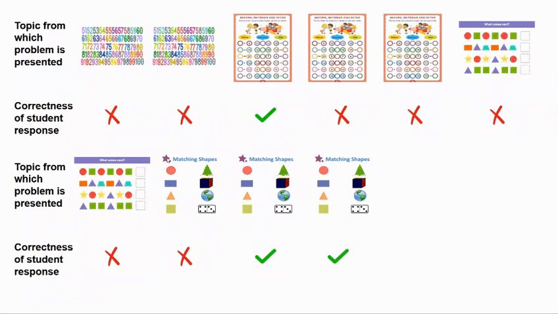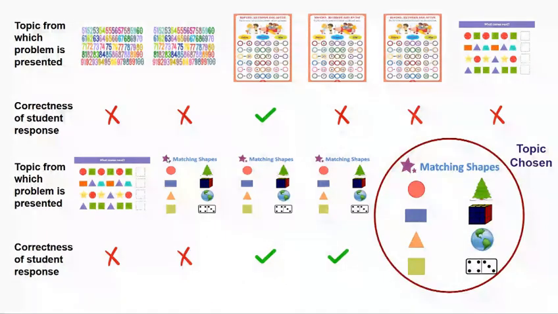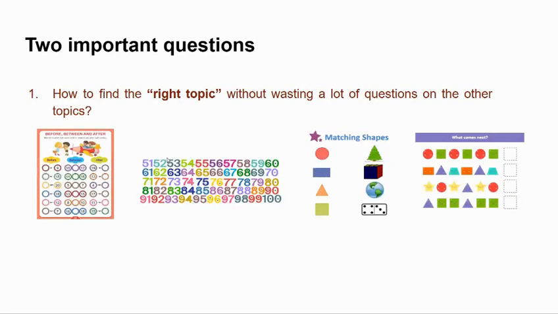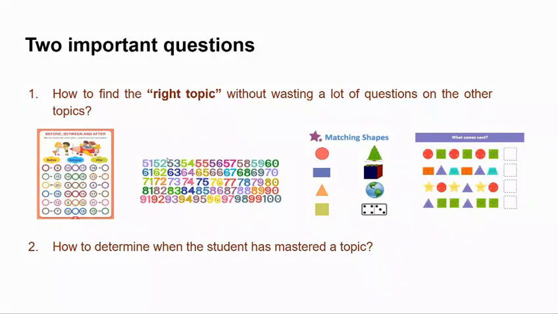Once I identify the topic that he is learning the fastest, I can provide him with more activities from that topic until he achieves mastery. But there are two important problems here. Firstly, how to find the right topic for my son without wasting a lot of questions on the other topics. Now, this right topic may differ from one student to another. Secondly, how to determine when my son has mastered a topic. This will help to provide the right amount of practice to a student.